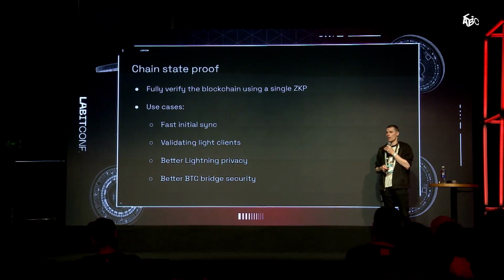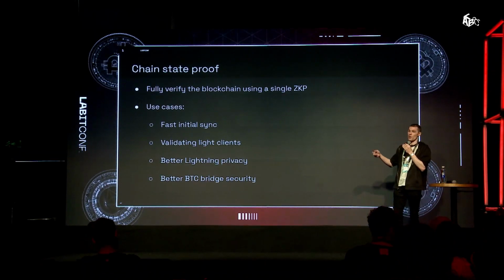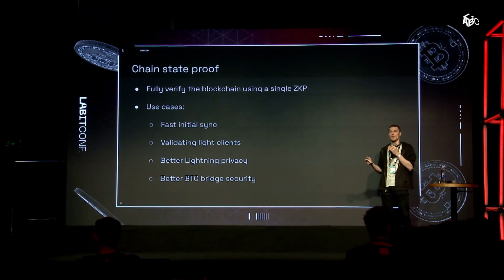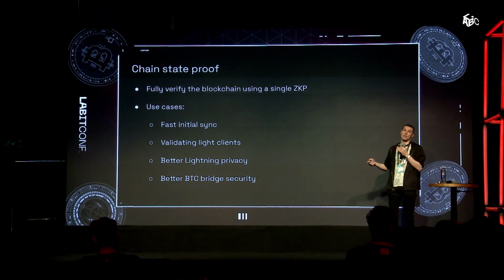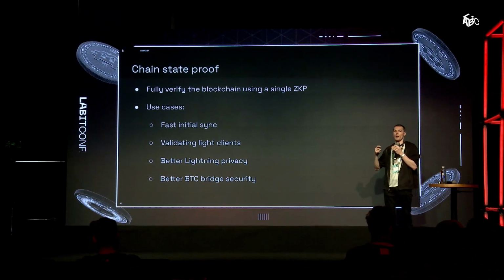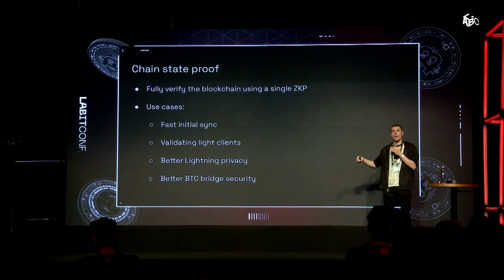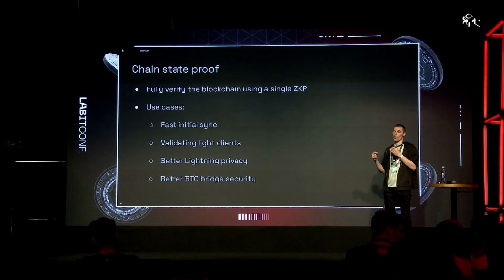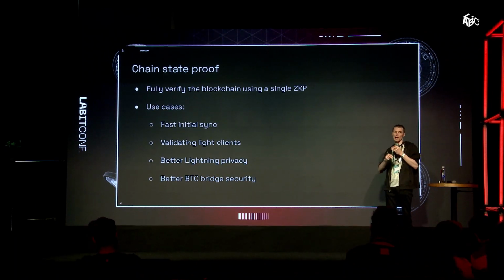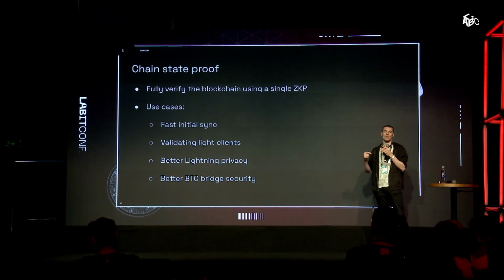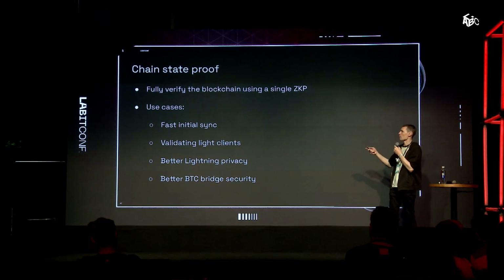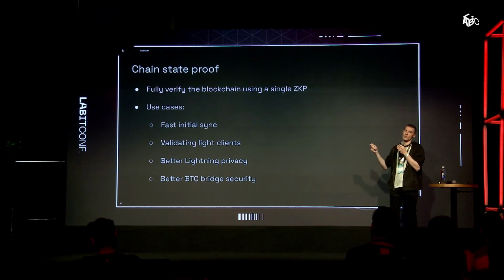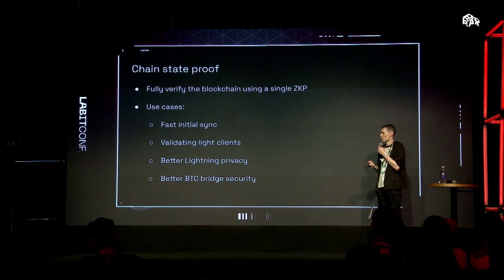And additionally, you could have better bridge security. This doesn't give us trustless BTC bridges, but it does mean that the bridges that exist no longer have to either have the chain fully synchronize on Bitcoin or run trusted SPV-like clients. Instead, you could have essentially full node level of security, but with much less data using these zero-knowledge proofs.